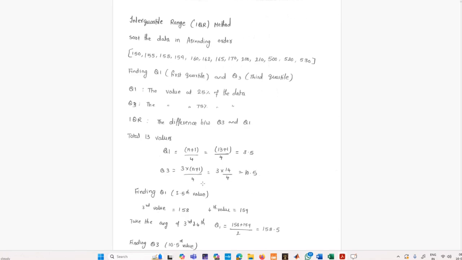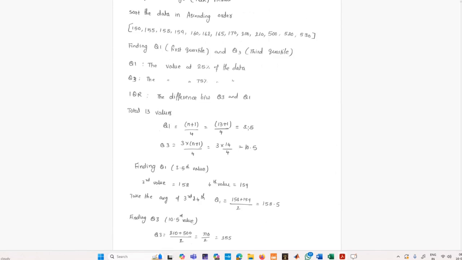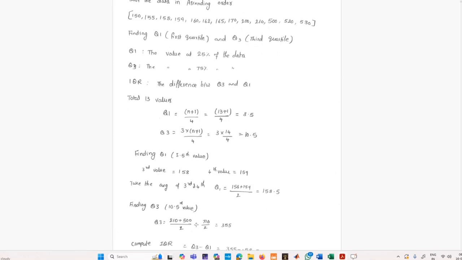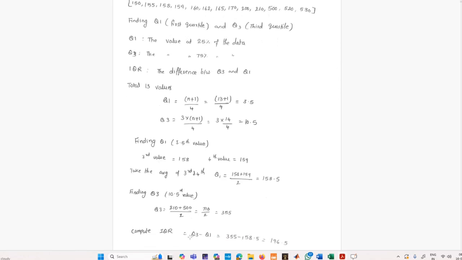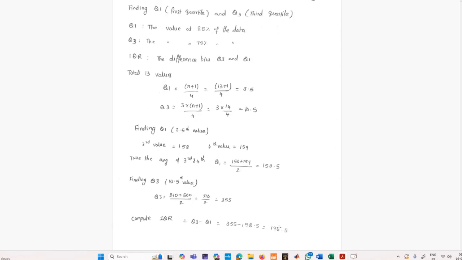For 3.5, this is the first one, second one, third one, and fourth one, so the position is in the middle of the third and fourth. The average of these two can be taken: 158 plus 159 by 2, which is 158.5. That is our Q1. At the same time, for 10.5, counting 1, 2, 3, 4, 5, 6, 7, 8, 9, 10, 10.5, between these two we take the average value. This Q3 minus Q1 becomes 196.5. Our interquartile range is 196.5.